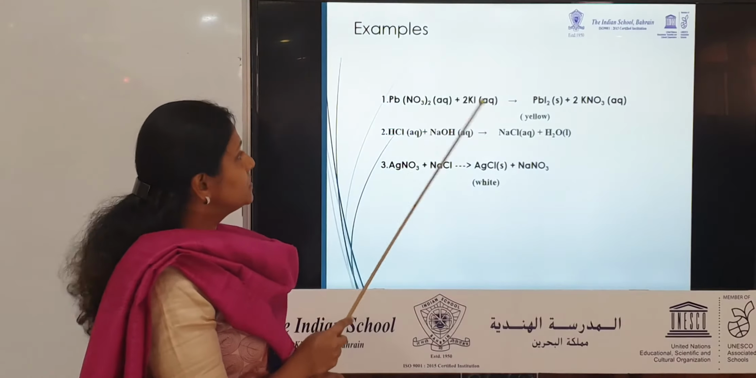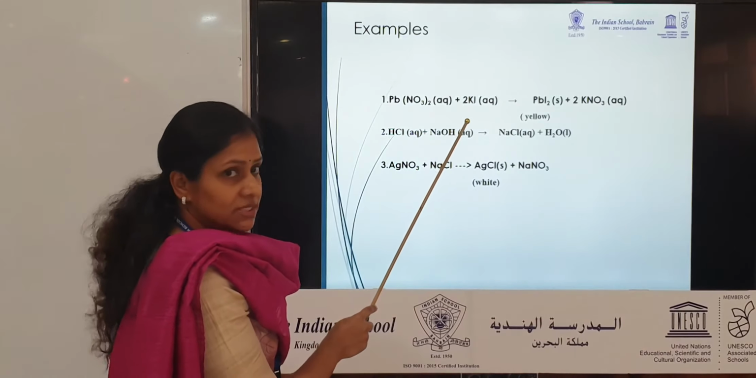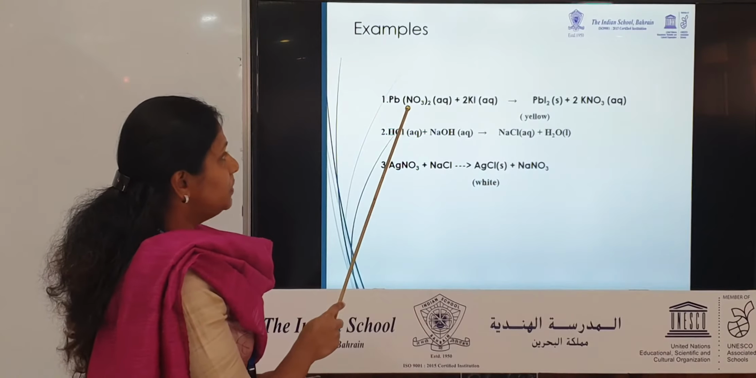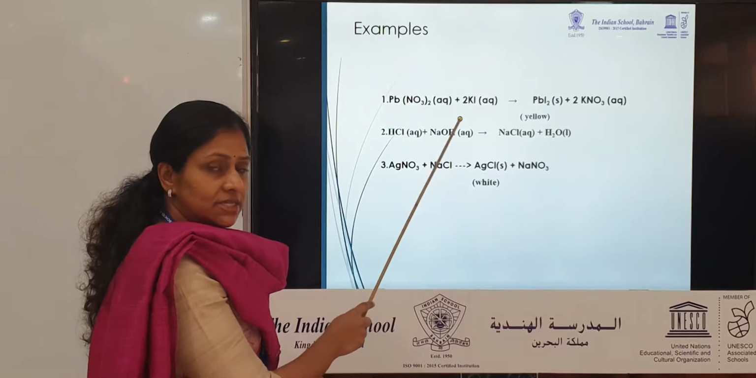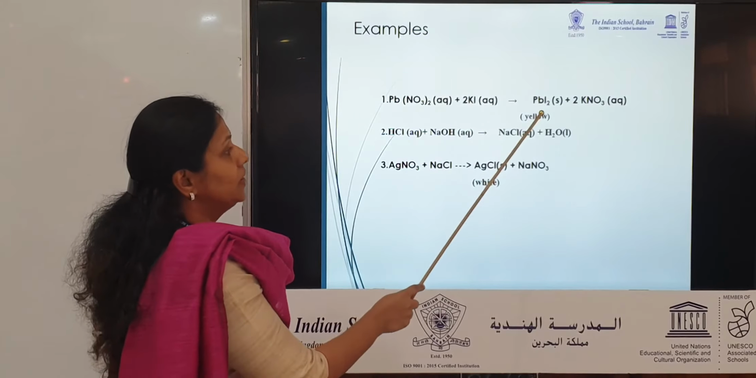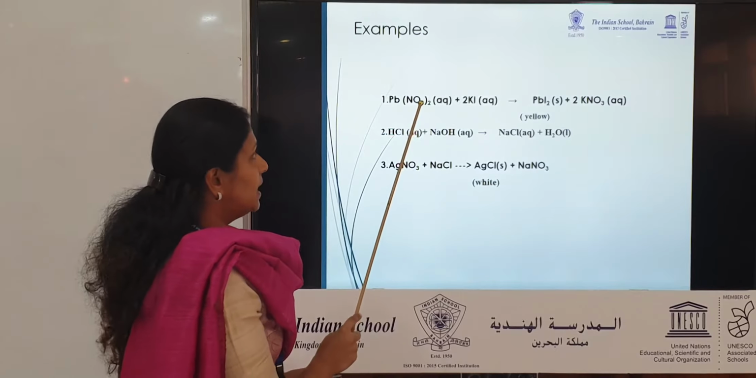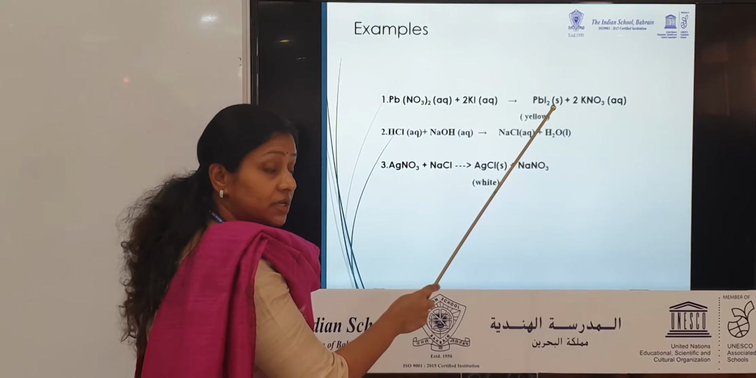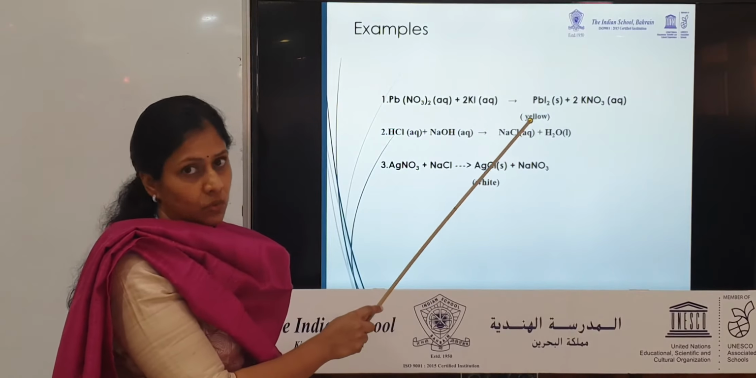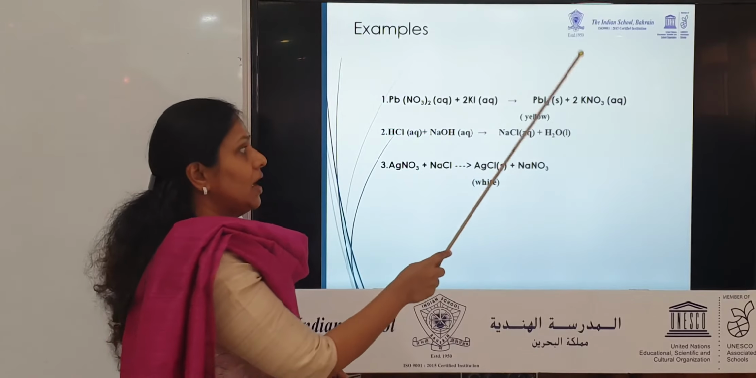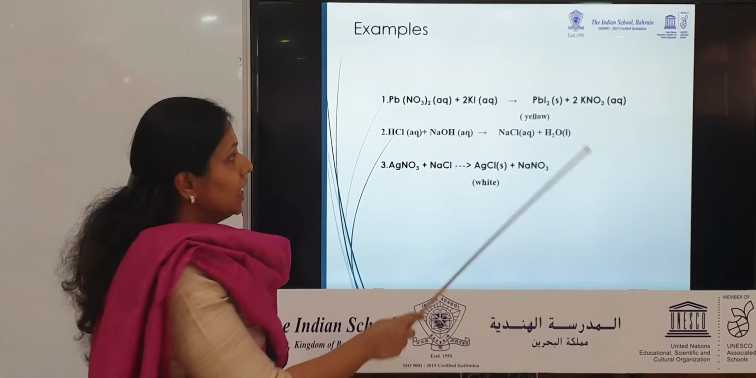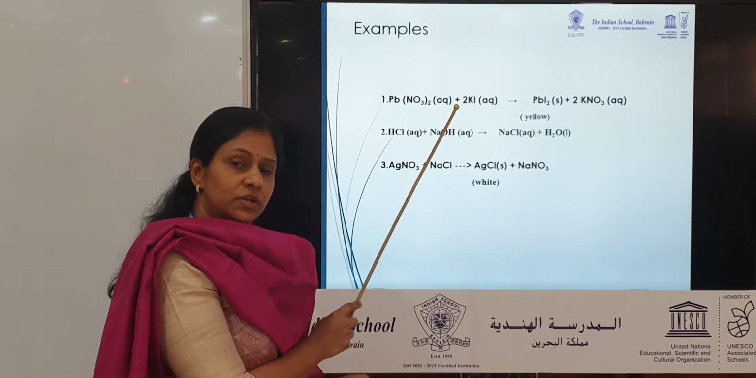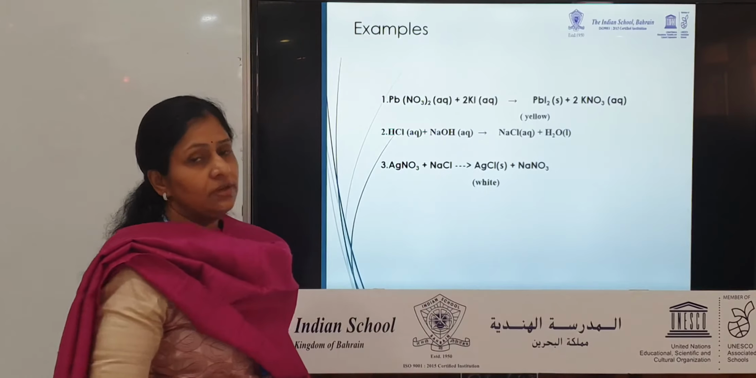See the example here. Lead nitrate, when it reacts with potassium iodide, lead iodide is formed along with potassium nitrate. There is a mutual exchange of ions that has taken place between the reactants, and you are getting the product. So in this case, lead nitrate is aqueous. Potassium iodide is aqueous. Lead iodide I have marked here solid because it is insoluble in water, so it will come out as a precipitate. And potassium nitrate, of course, it is soluble in water. The color of lead iodide is yellow. So the first one is an example for double displacement reaction and also precipitation reaction.